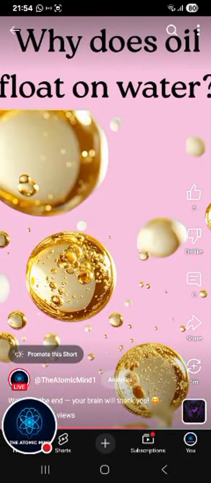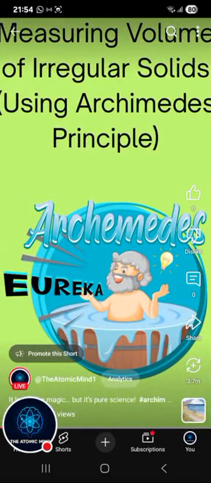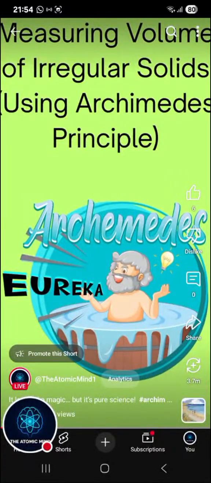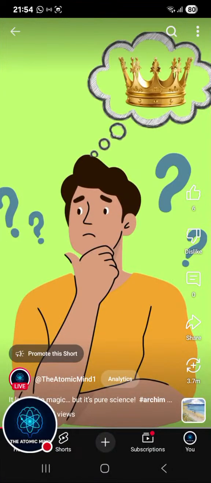Why does oil float on water? Oil has a lower density than water, so water pushes it up with greater force. Measuring volumes of irregular objects. Archimedes discovered this principle while finding out whether a crown was made of pure gold.